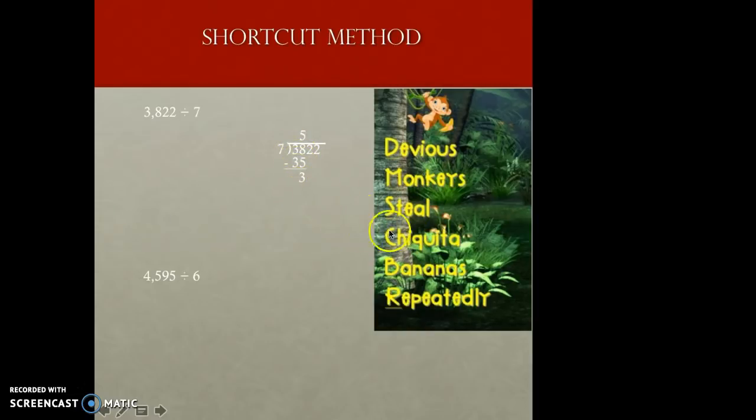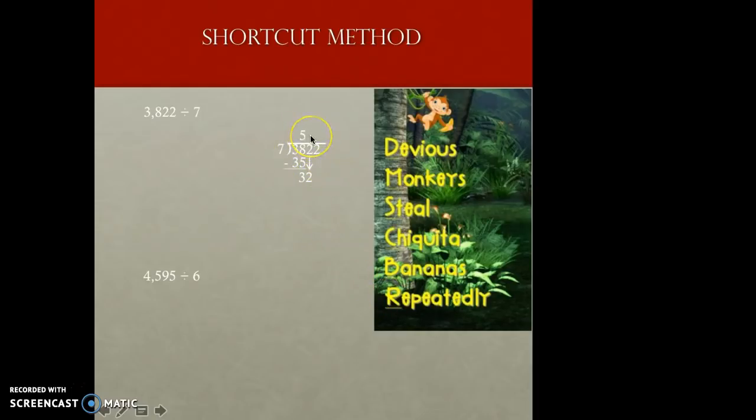So CH means check. When I subtract right here, this answer must be lower than our divisor. If this answer is larger, that means we didn't go high enough up here. We've got to go higher with this number. So check. I'm okay. So now I'm going to bring down that next number. So now we're going to repeat.